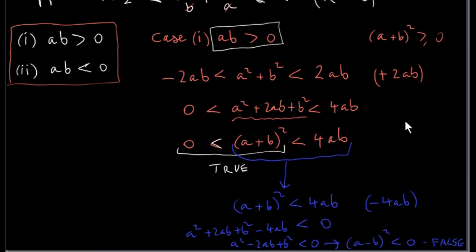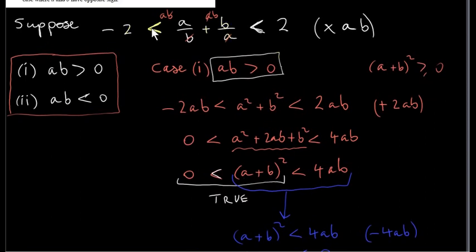So then we can reverse all of our steps and conclude that our original inequality is false when AB is greater than 0. So that's the situation where the product AB is greater than 0. And then we consider the second case. That's where the product AB is less than 0, which can happen, of course. A could be positive, B could be negative, or vice versa.